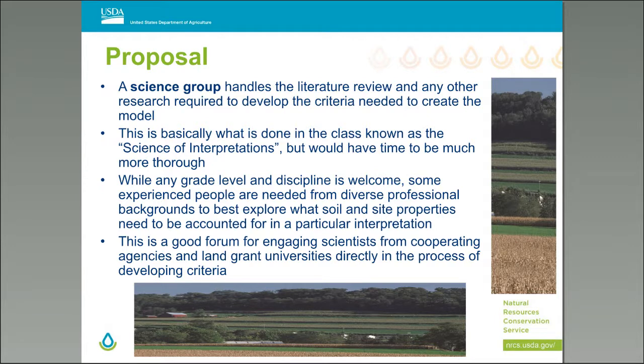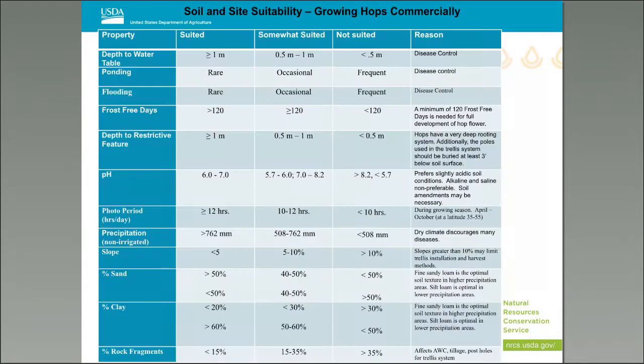And so the science group gets together. I don't know how many it would be, probably 5 or 6 people, to develop a criteria table. And if you've had the Science of Interpretations class, you've seen things like this. And as a matter of fact, you maybe have even seen this particular example, which I forgot that I had, really, because hops are something that are becoming more and more important in these trying times.